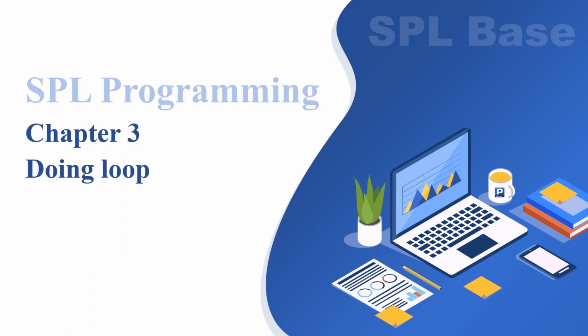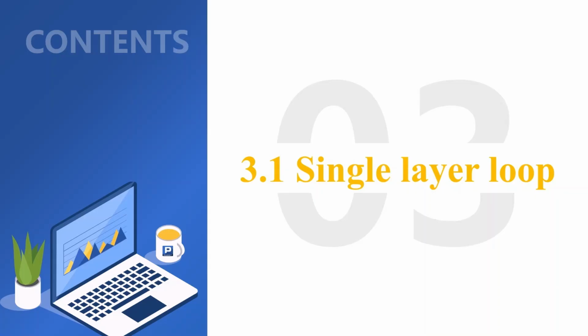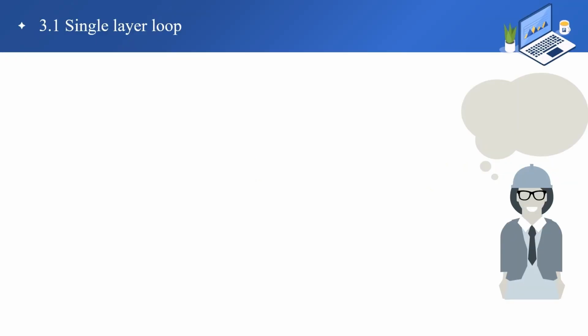Chapter 3. Doing loop. Section 1. Single layer loop. So far, all the code we have written is executed once from top to bottom and then ends. The if statements may cause some code to be skipped and not executed. The overall flow of the program is still from top to bottom, and no code will be executed multiple times.